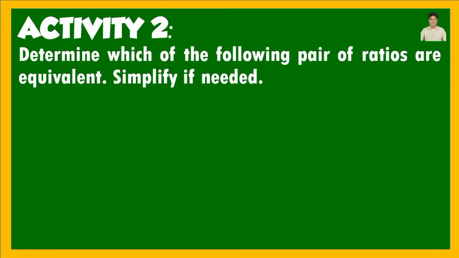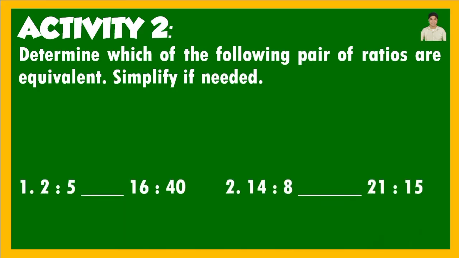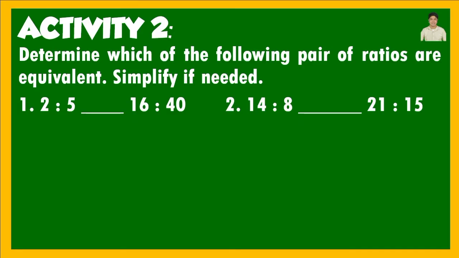So, let's have the second activity. Determine which of the following pairs of ratios are equivalent. Simplify if needed. Just like what we did in our previous example, we will do the same for these given pairs. So, cross multiplication. For the first given, 2 is to 5 and 16 is to 40. We will just write equal or not equal.